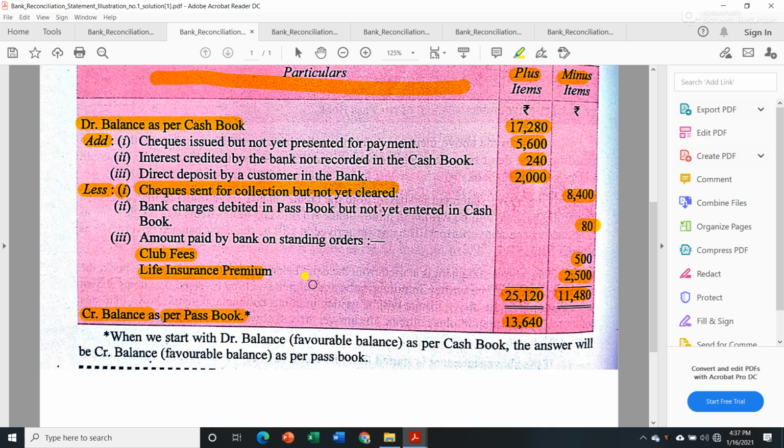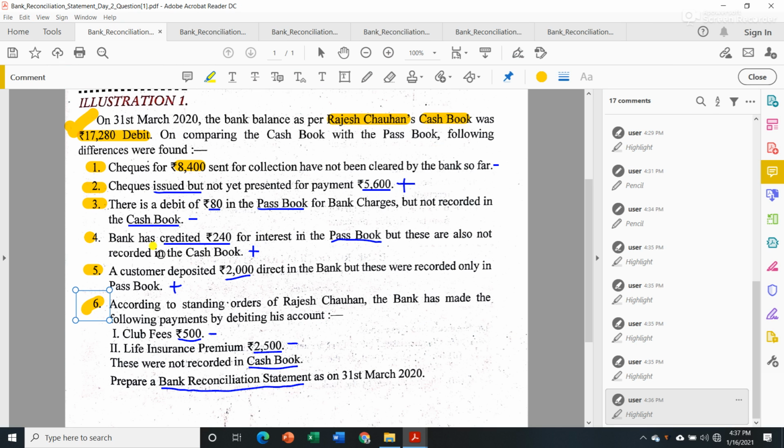Now it seems easy, but until your concept is clear, meaning in which column we are supposed to write which item, you will get confused. So it's better you try to understand the points that we have discussed in the previous session, and then after clearly analyzing all the transactions given in your question, you will easily be able to identify which item will come in the plus side and which item will come in the minus side.